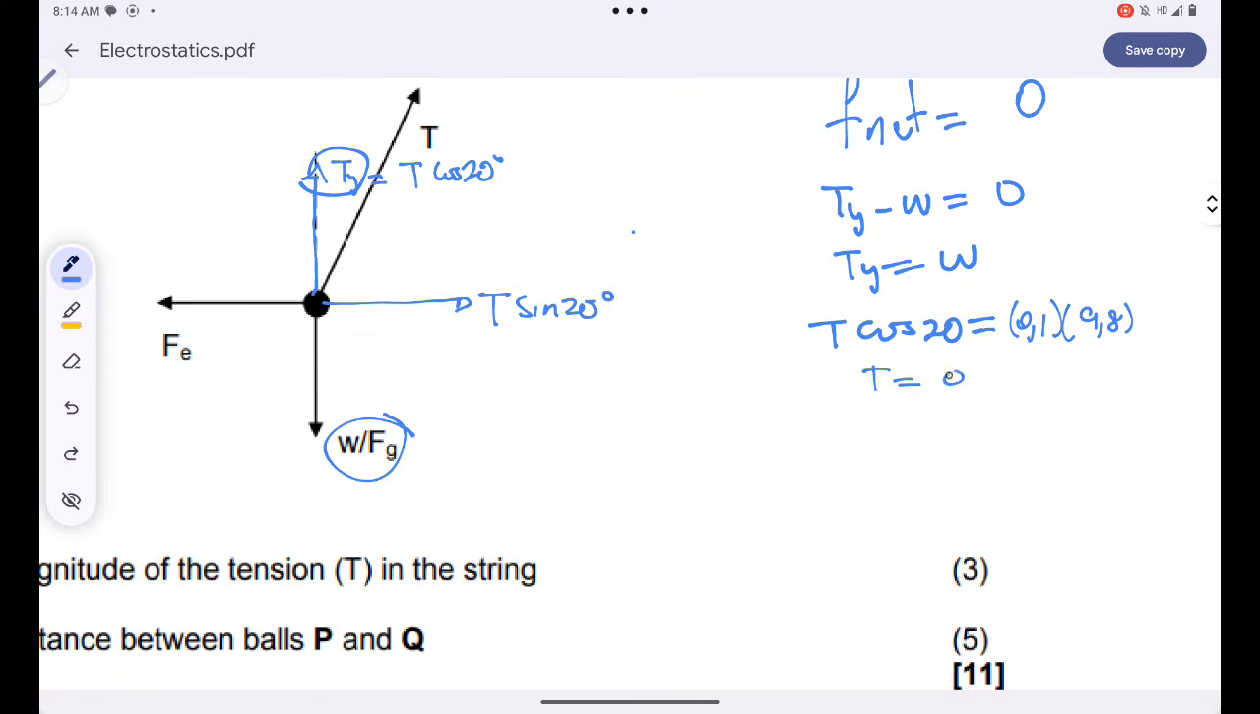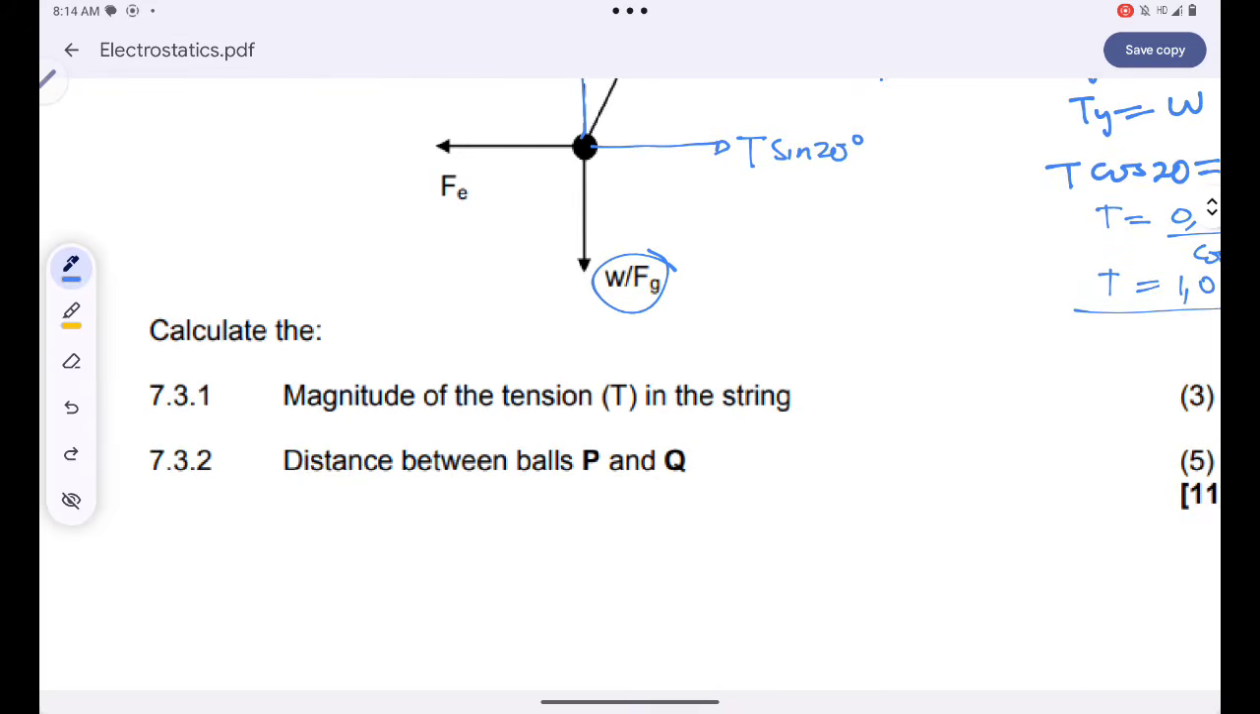That means the tension is 0.1 times 9.8 all over the cos of 20 degrees. So this will give me 0.1 times 9.8 over cos 20. This is 1.04 newtons. My tension is just equal to 1.04 newtons. Are you together? The magnitude of the tension is 1.04 newtons.